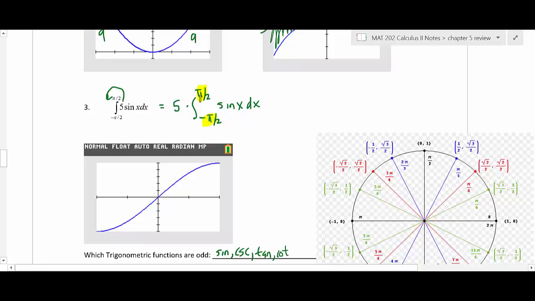Okay, a sine is an odd function. So if it's an odd function, then what's the value of that integral? 0. Okay, so the answer to this problem would be 0. You would just have 5 times 0, so you would get 0, like that.